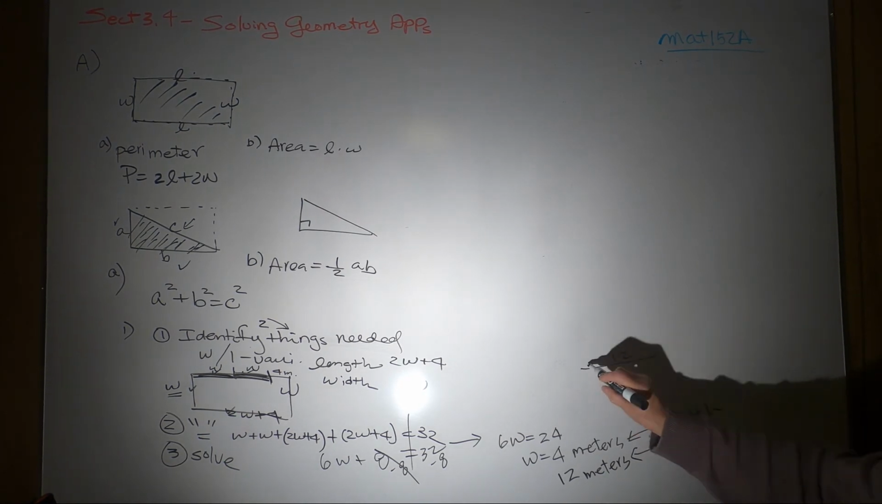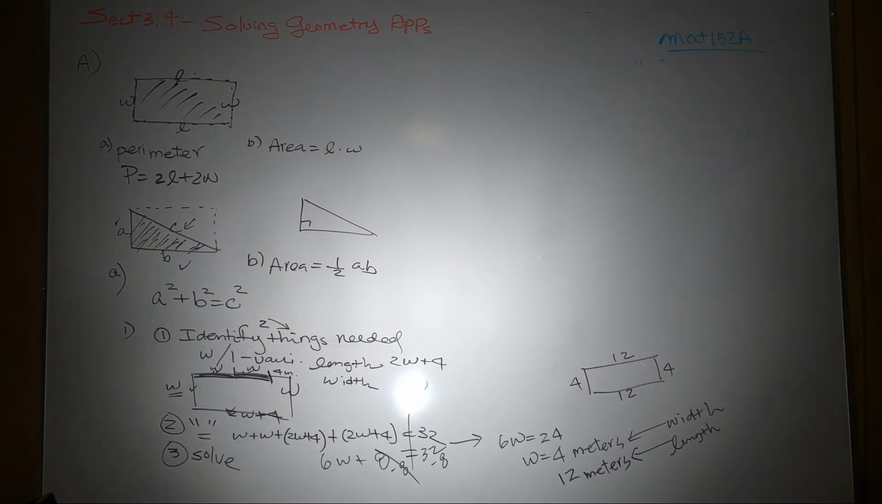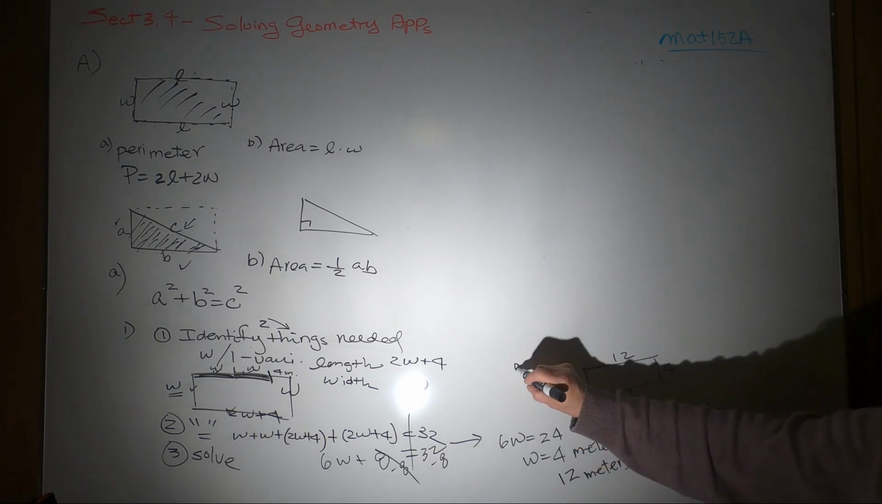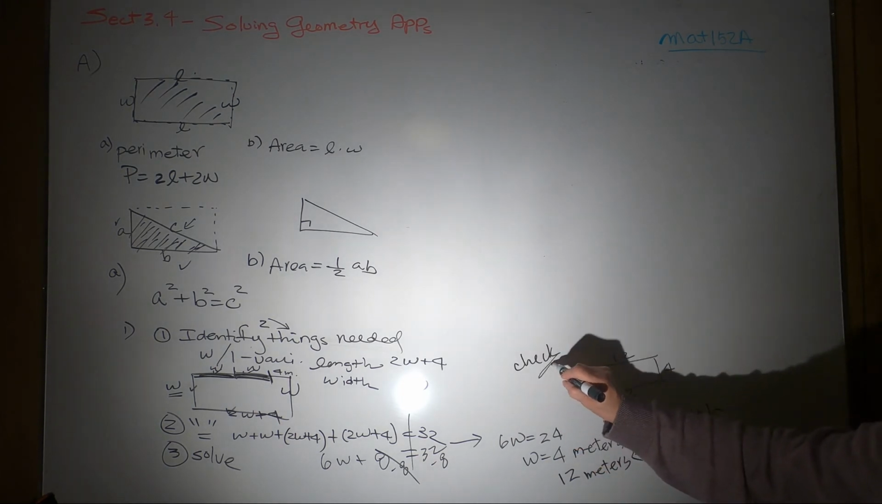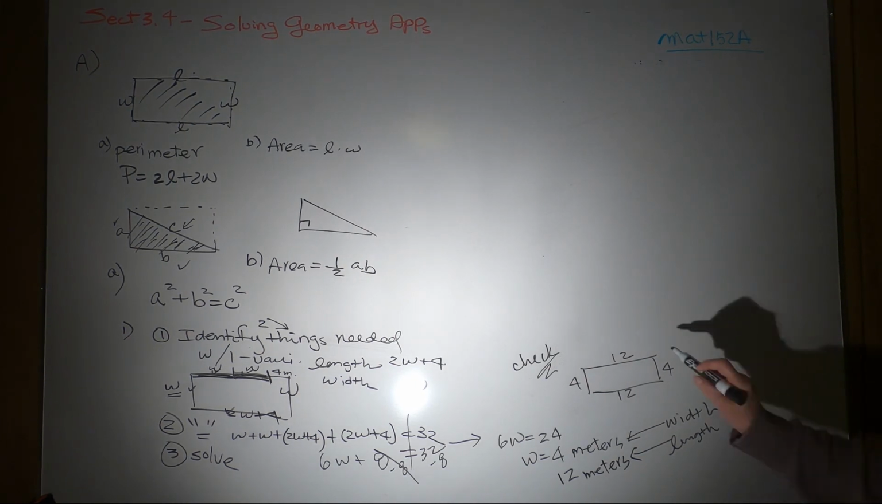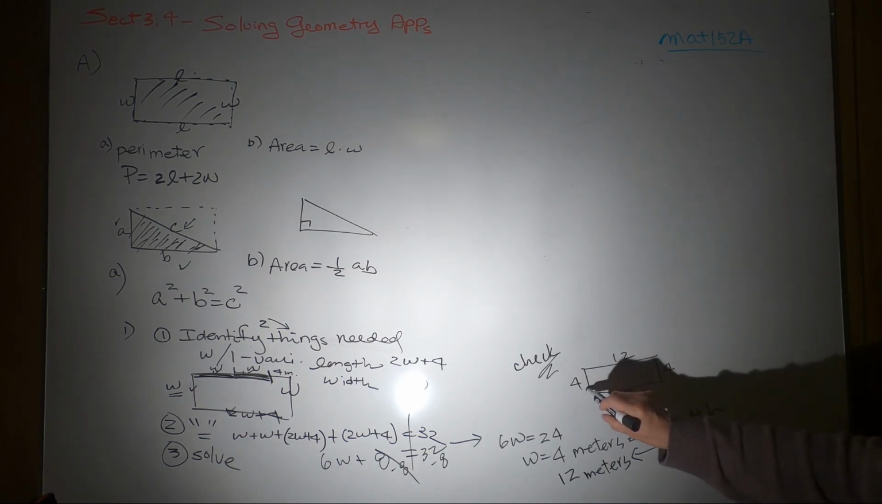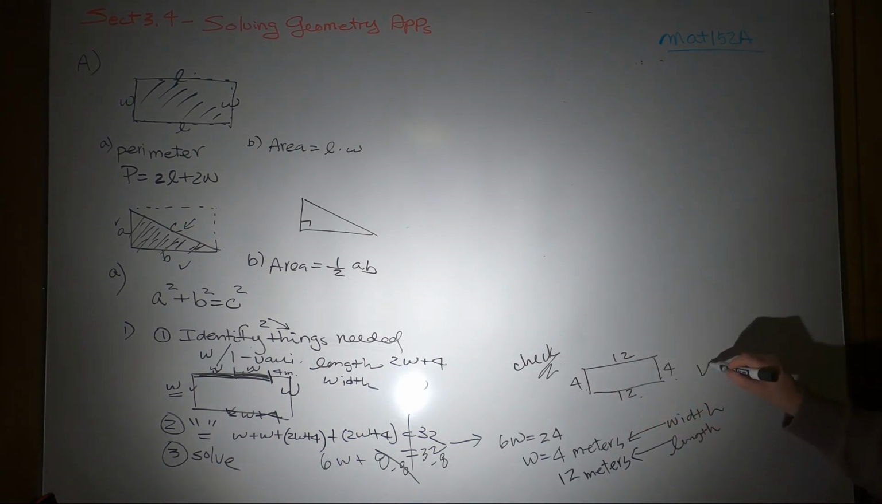If 12 here, 4 here, 4 here, 12 here, that's your rectangle, right? Then how do you know you are doing right? Because it says total is what? 32. If I add them up, 12 plus 12, 24, 28 plus 32. Right. So total would be 32 meters.